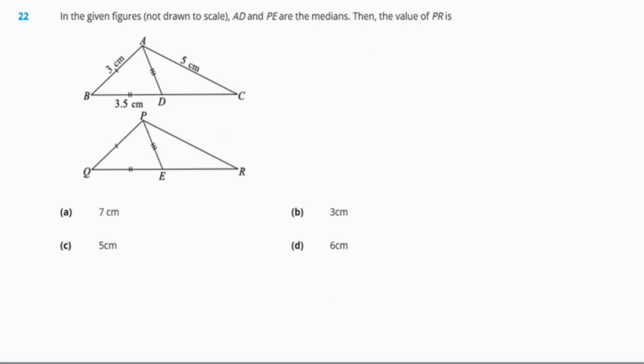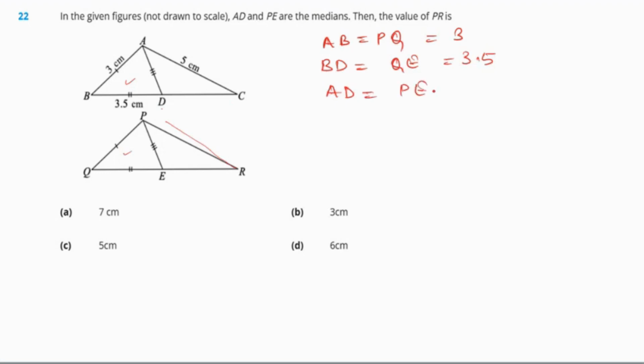Next, in the given figure, AD and PE both are the medians of the triangle. We need to figure out the value of PR, which is this. If we go with these two triangles, ABD and PQE, we can say that AB is equal to PQ. Correct. BD is given to us, which is equal to QE, and the length is also given, which is 3.5. And here it is given as 3. And AD is equal to what? PE.